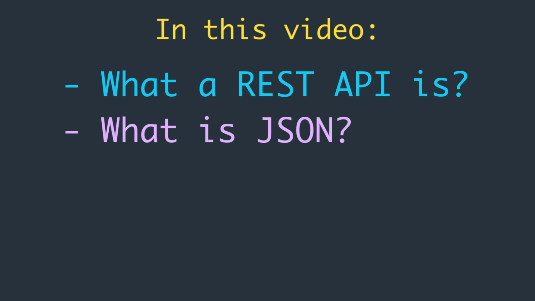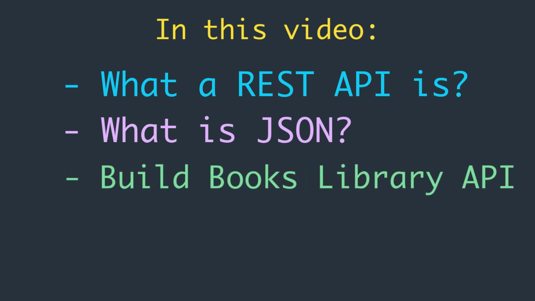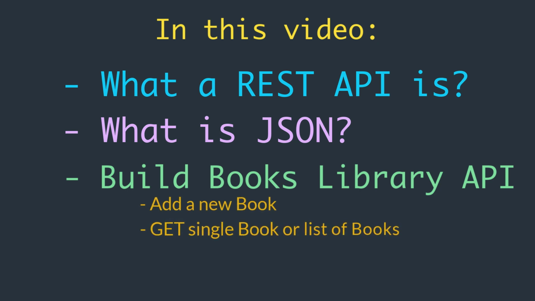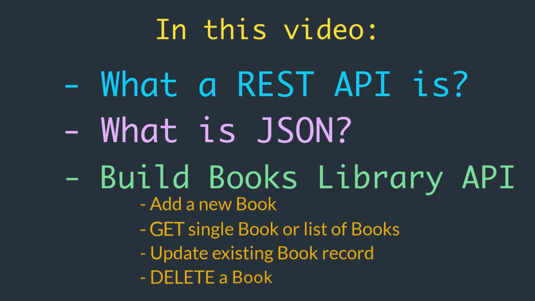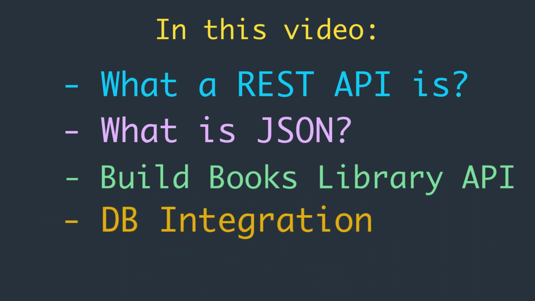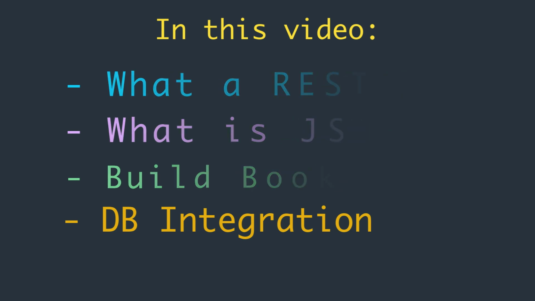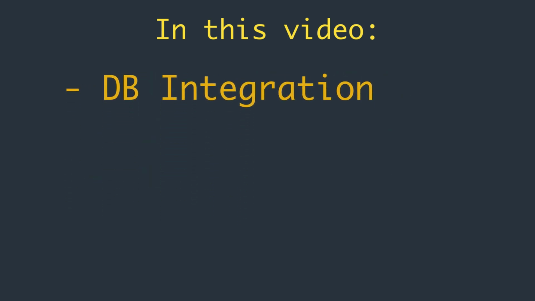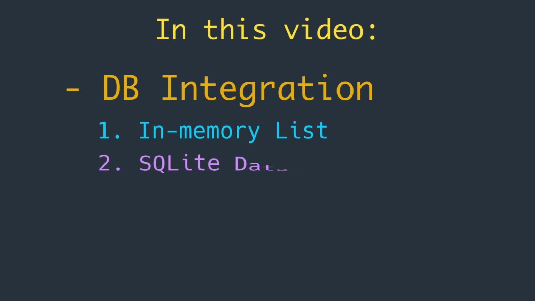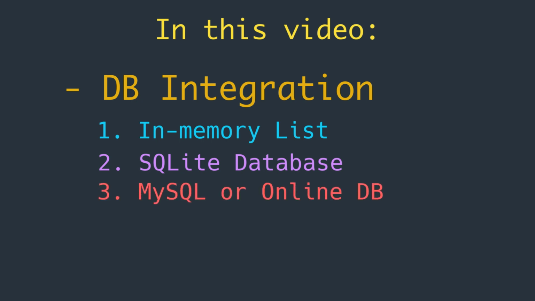Then finally, we will create an API for a books library, where we can add a new book, get a single book or a list of all books, update an existing book record, and delete a book. We will integrate the database to this API in a step-by-step manner. At the first place, we will use an in-memory list of book objects and perform CRUD operations. Then we will utilize an SQLite database. And after that, we will integrate an online MySQL database.